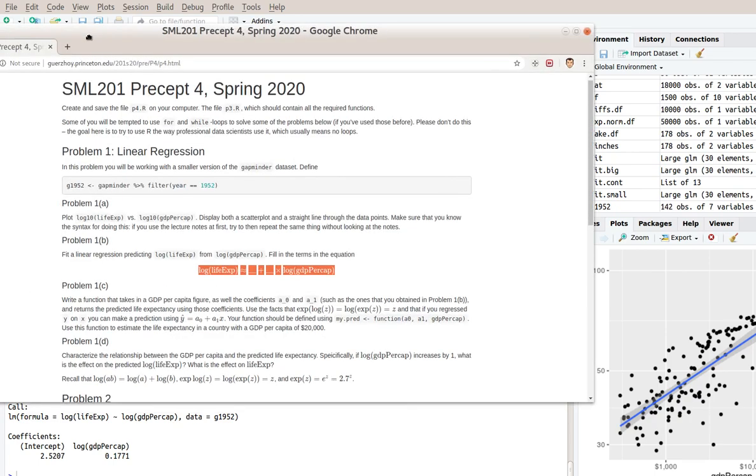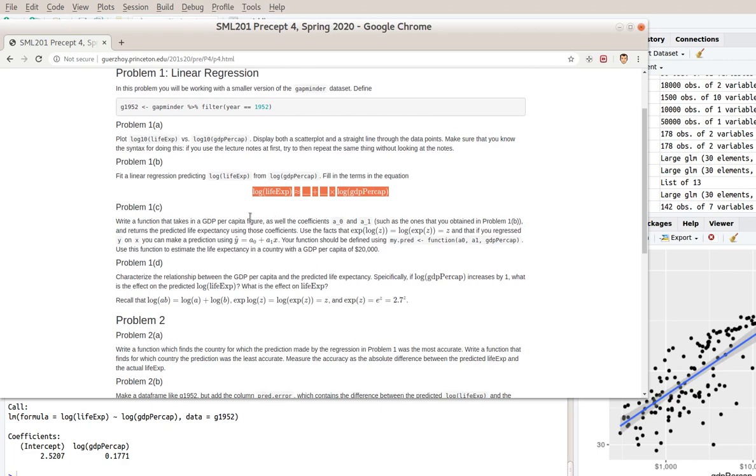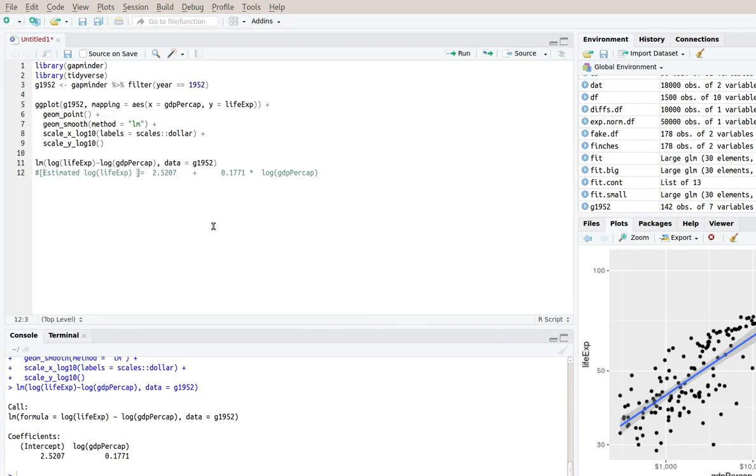Now we're asked to write a function that takes in a GDP per capita figure and A0 and A1, and it returns the predicted life expectancy. Okay. We're given the function signature here. The function signature is just the first line of when you're defining a function. It's supposed to look like this. So you're taking A0 and A1, and you're taking a GDP per capita. In general, when I'm asking you to write a function, you want to only use the information that's available to you here. So you want to use A0 and A1 and GDP per capita.